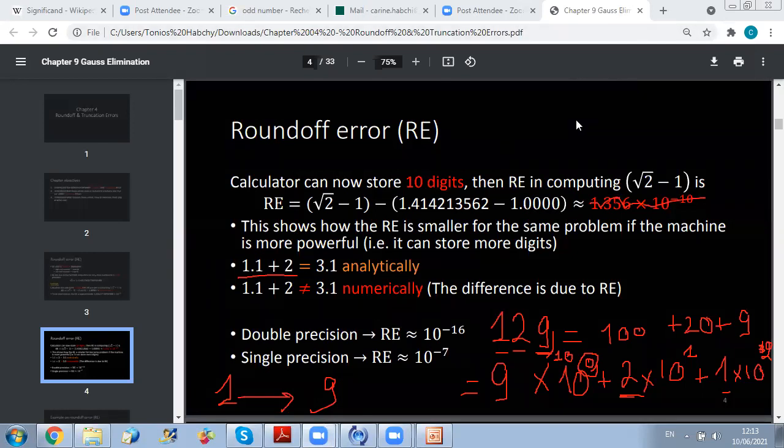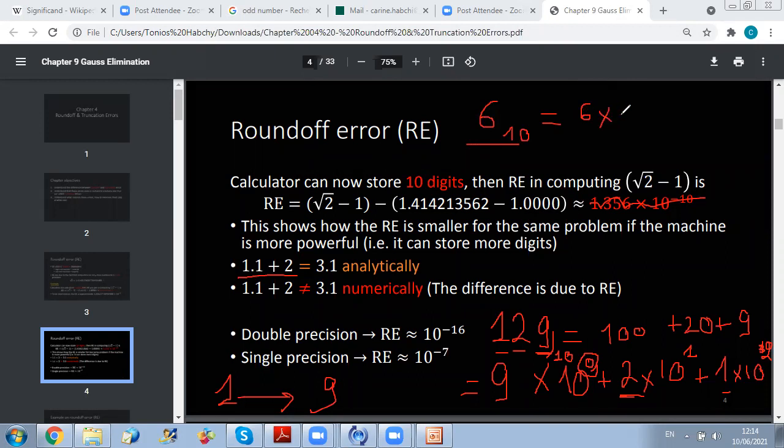So binary systems will work in base of 2. So for example, let's consider any example. If I take 6, number 6 in base 10, I want to write it. So 6 in base 10 is just 6 times 10 to the power 0. So it is just 6.